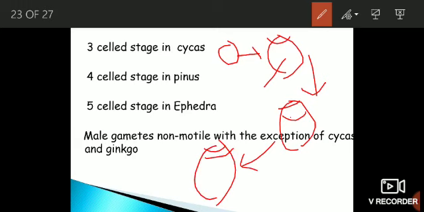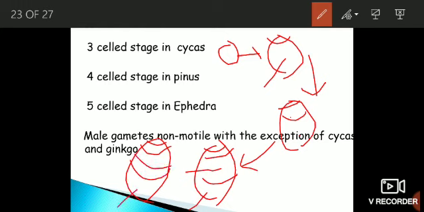You are having 2 prothallial cells, you are having this antheridial cell. This antheridial cell divides and forms the generative cell and the tube cell. Okay, and further development takes place inside the microsporangium. You are having two prothallial cells, you are having generative cell, okay, and you are having tube cell.